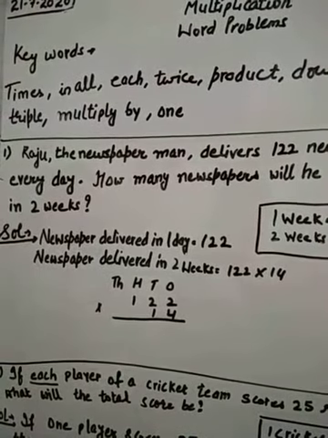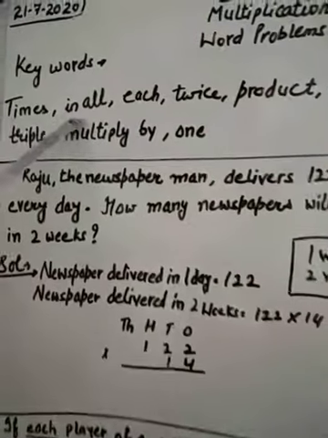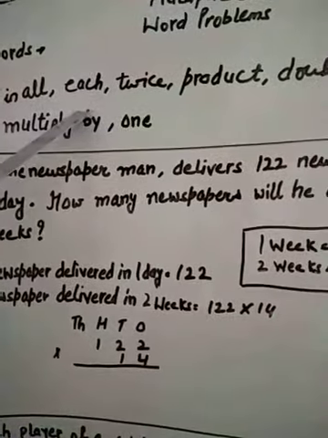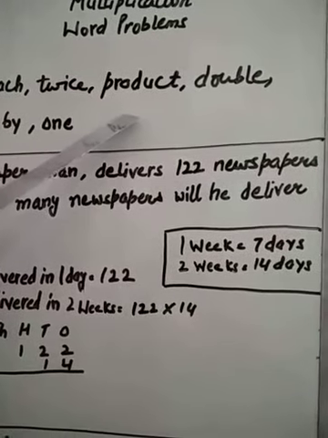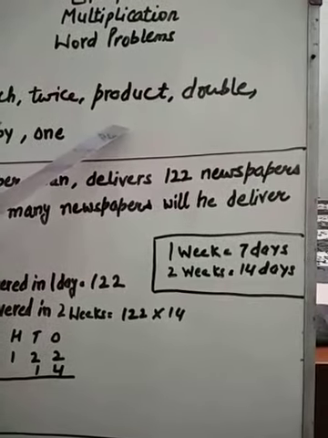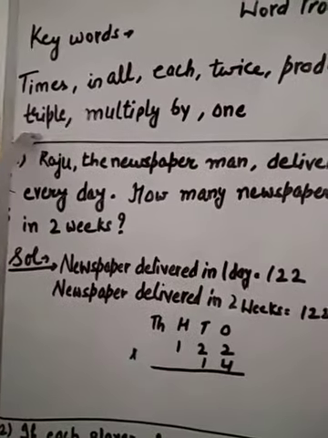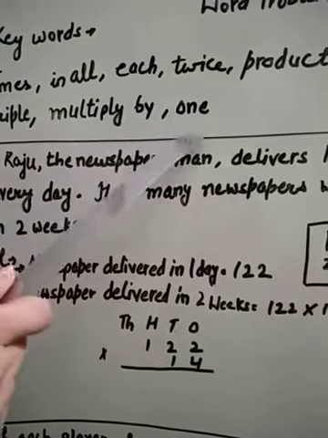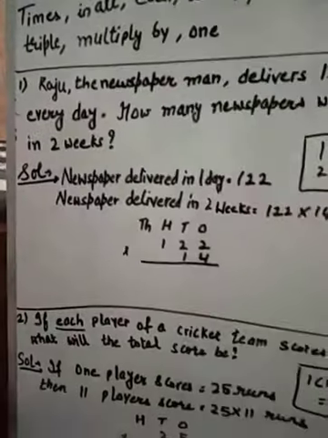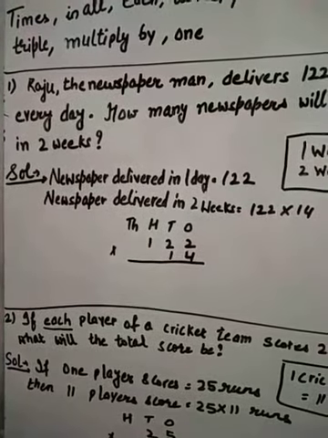First, I will tell you the key words of multiplication: times, in all, each, twice, twice means 2 times, product, product is the answer of multiplying 2 numbers, double, 2 times, triple, multiply by, and 1. 1 and each, they both have the same meaning. So I will explain these words by 2 questions.